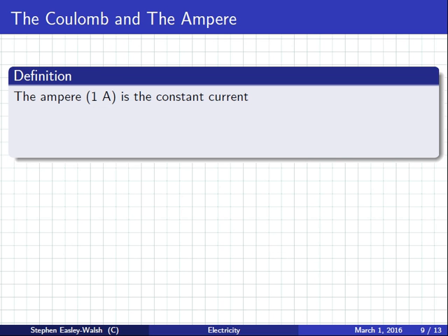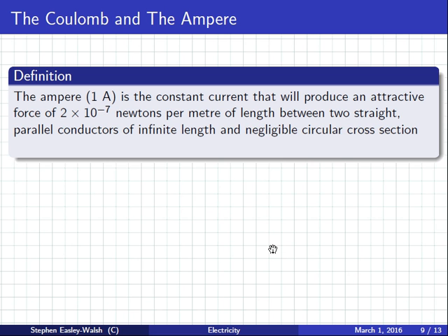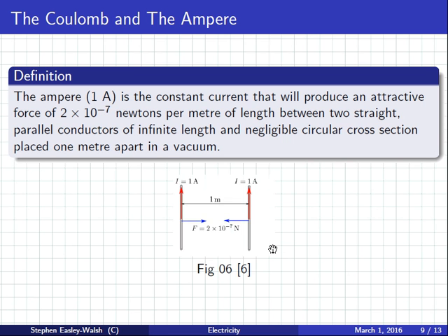The good news is, I've never seen this definition on the exam, but I need to give it to you. Formal definition: the amp is the current required that will produce a force of 2 × 10⁻⁷ newtons per meter between two straight lines that are parallel and perfect conductors and no cross-sectional area in a vacuum. Blah, blah, blah. So what do I mean by all of this?